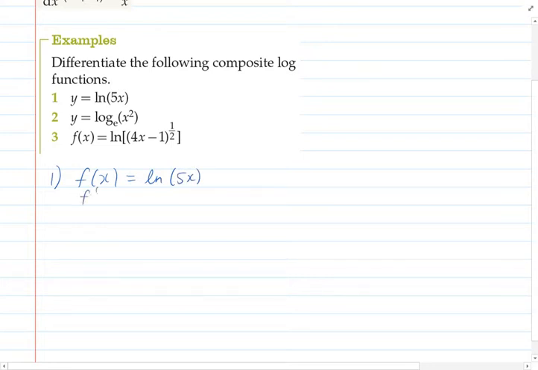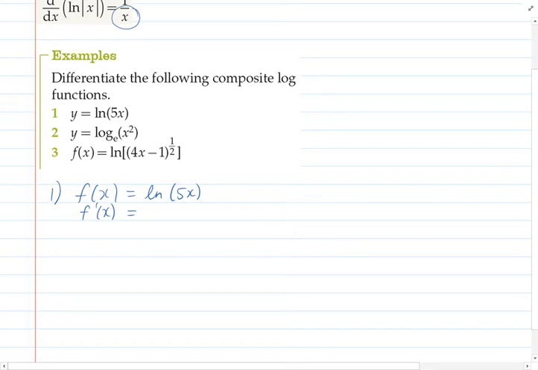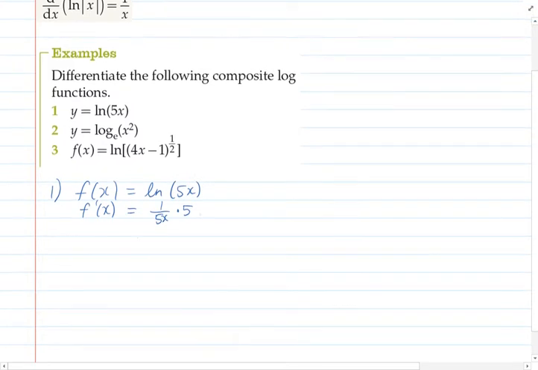and so our derivative using what we've been given over here is going to be 1 over 5x, but we need to remember to times it by the derivative, which is 5. Okay, so 5x differentiates to 5, and so the 5's are going to cancel out there, and all we're left with is 1 over x.